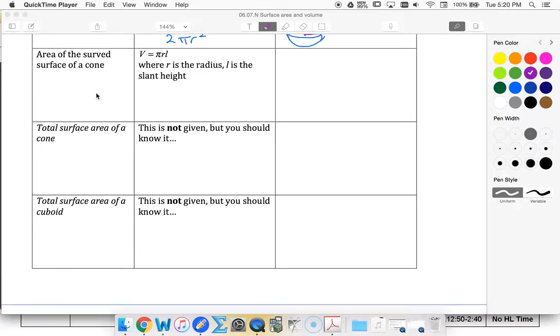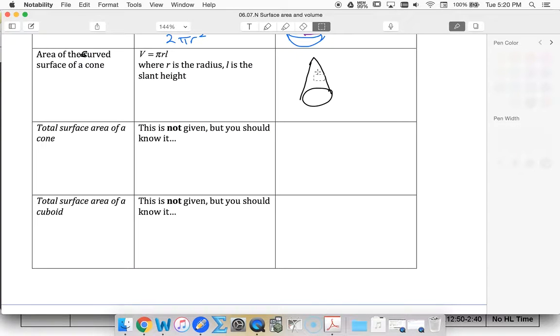Okay, now we're thinking about the area of, this should say curved surface of a cone. Sorry about that. So curved surface of a cone. Again, the curved surface, if I think of a cone, it's a circle that has sort of a cone on top of it, like an ice cream cone. This is a terrible drawing.